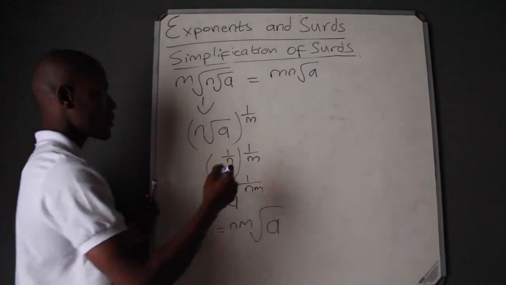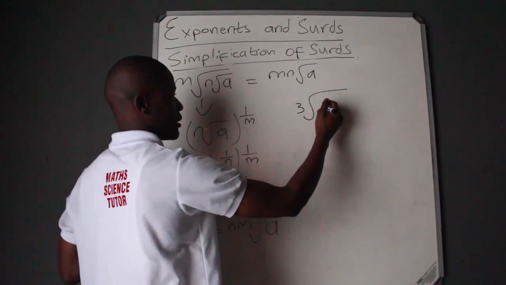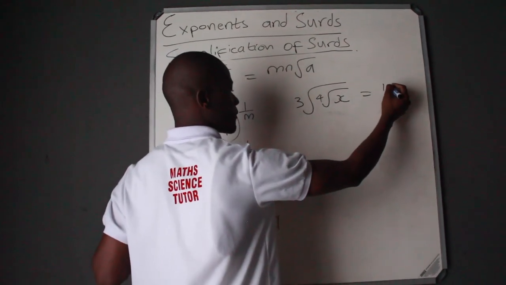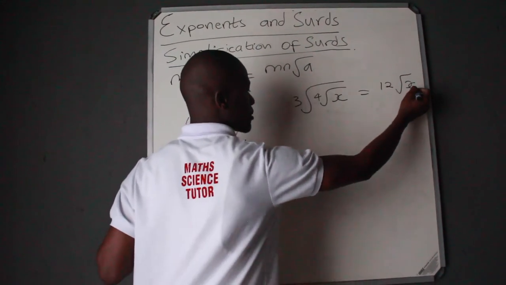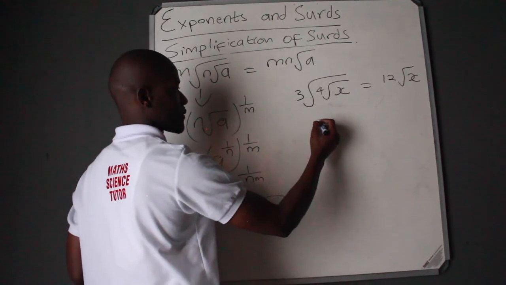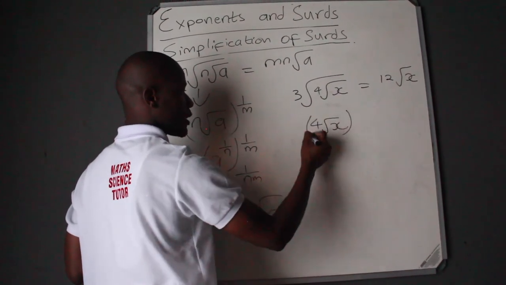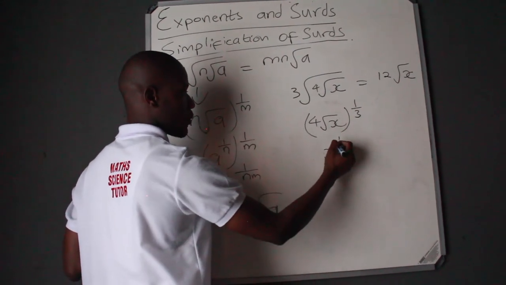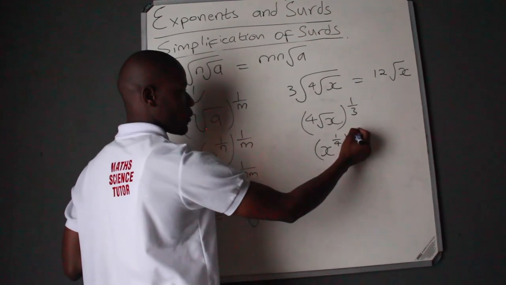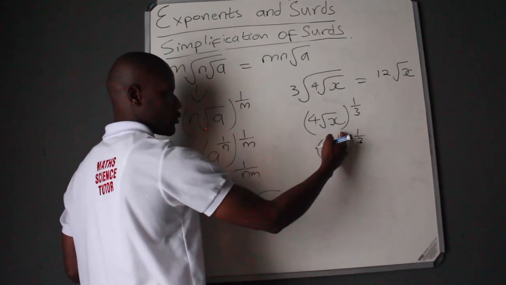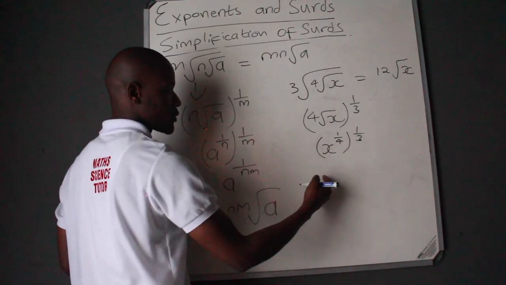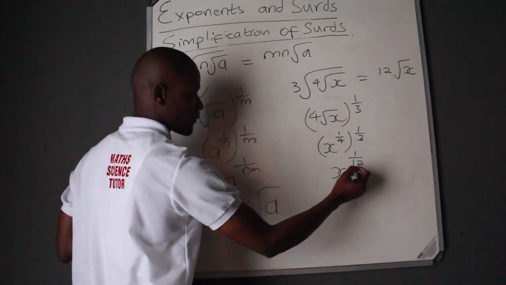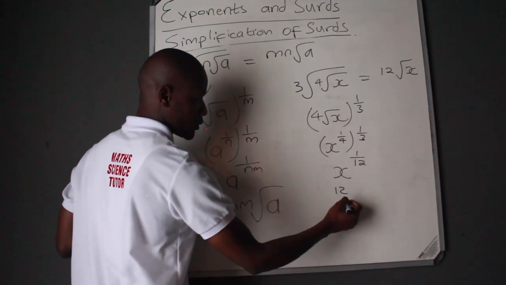Example, the cube root of the fourth root of x is going to be the 12th root of x. Why, check, it is the fourth root of x all raised to the power 1 over 3. Therefore, it is x to the power 1 over 4 all raised to the power 1 over 3. We multiply numerator and denominator. 1 times 1 is 1. 4 times 3 is 12. So it is x to the power 1 over 12, which is the 12th root of x.